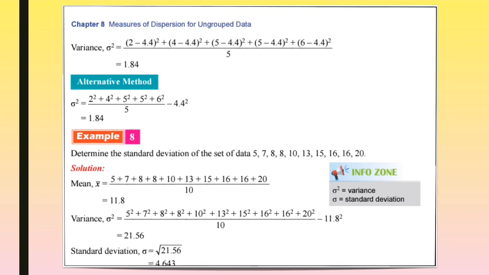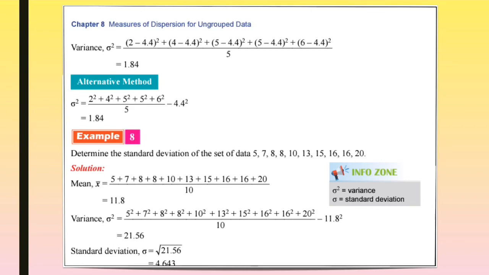Okay, let's see example 8. Determine the standard deviation of the data 5, 7, 8, 8, 10, 13, 15, 16, 16, 20. So the first step is you find what? Find the mean. Mean means you find the summation of all the data divided by number of data. So you add everything: 5 plus 7 plus 8 plus 8 plus 10 plus 13 plus 15 plus 16 plus 16 plus 20. Divide by the total. You have 10 data, so divide by 10. So your mean is 11.8.